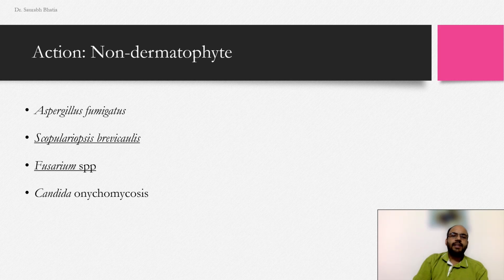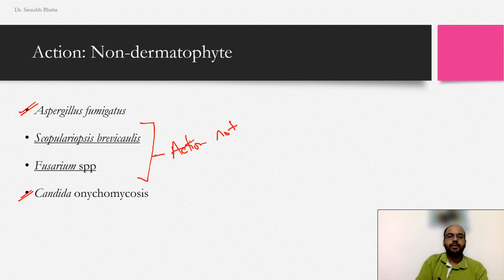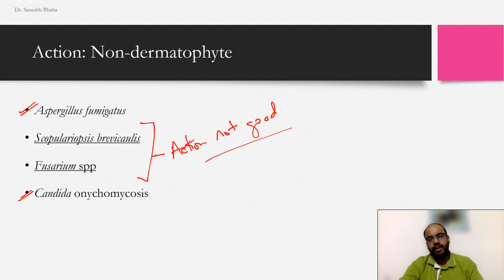Coming to non-dermatophyte action of itraconazole, it has been shown to act against Aspergillus fumigatus and Candidal onychomycosis. There are two fungi also mentioned, which are Scopulariopsis brevicaulis and Fusarium species. But many of the articles and textbooks now mention that the action is not good. That means it is not effective against these two species. So it's a good idea, if you're telling your examiners about the action of itraconazole on non-dermatophytic fungi, you mention the names of Aspergillus fumigatus and Candida onychomycosis, and we are talking about skin infections.